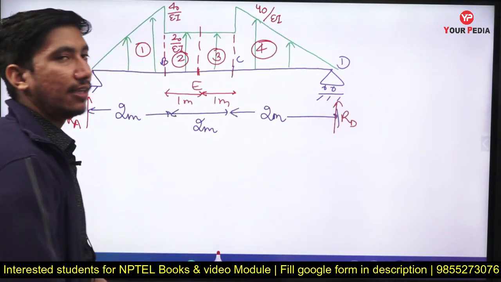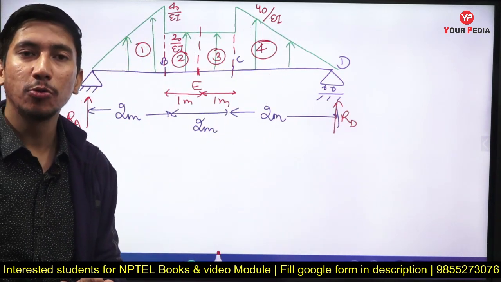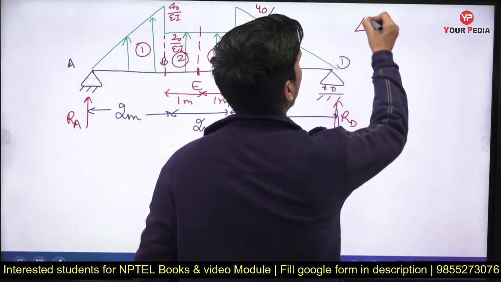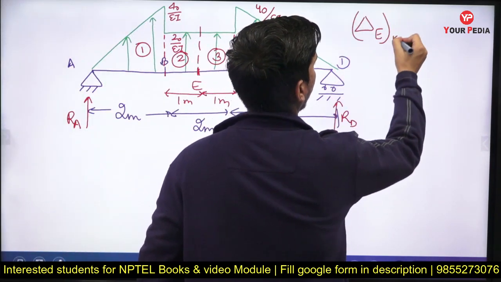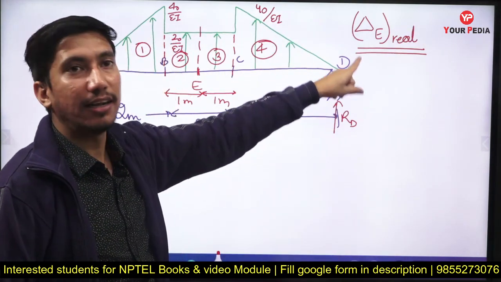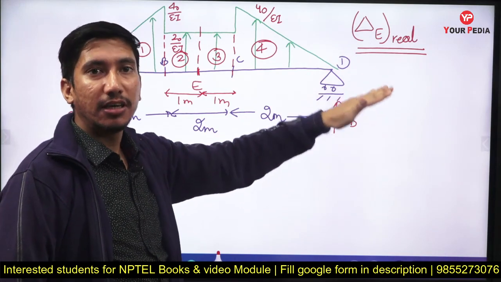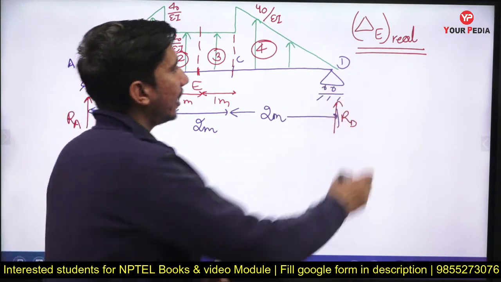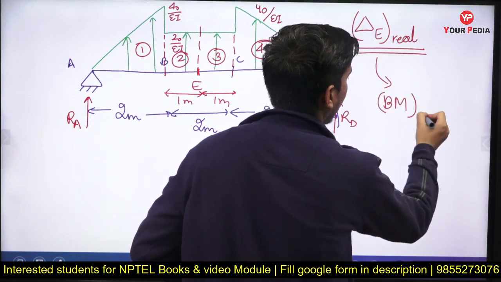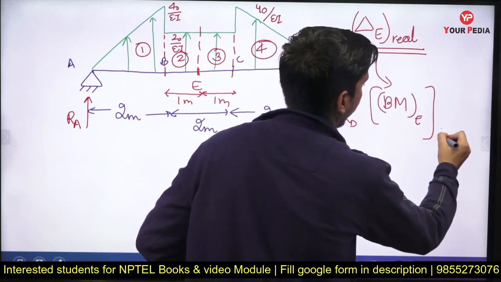First I have to find the support reactions, then I can find the bending moment at any point. What I have to do is find theta E in the real beam. This was my question. Now this theta E in the real beam, from the relationship that we have developed, will be equal to the bending moment at point E in the conjugate beam.